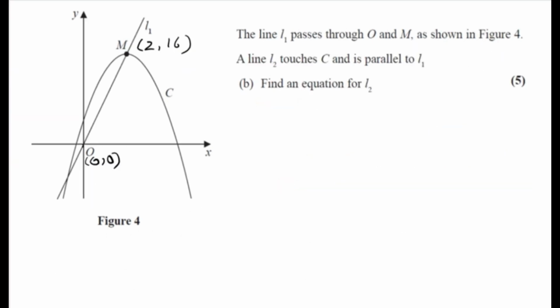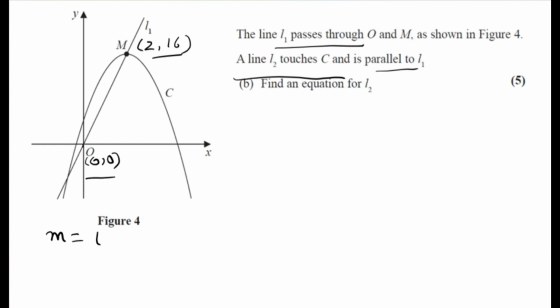The next part of this question: the line L2, it's not shown in the figure, passes through O and M, shown in figure 4, and line L2 touches C and is parallel to L1. We have to find the equation for L2. Now to find the equation for L2, because it's parallel, we have to find the equation for line L1. For that, we have to find the gradient for L1. For that, I can use this and this coordinate.